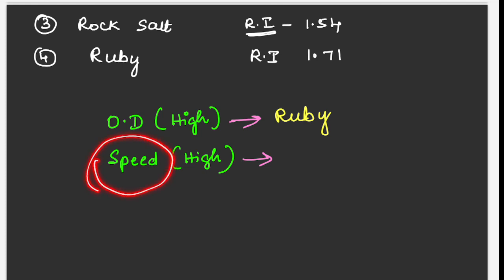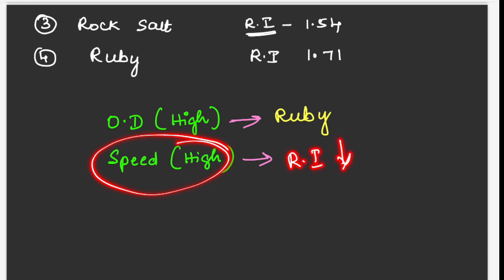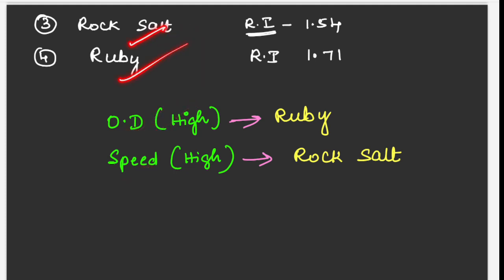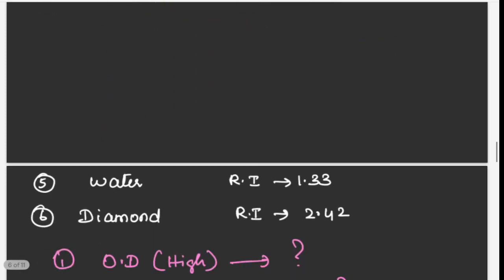The second question is speed. Where will the speed be high? Speed will be high when the refractive index value is less. So where is it less? Here it is less. Therefore in rock salt the speed of light will be high. So this is how we find the speed of light as well as the optical density. Here I have taken two mediums, but you can take 3, 4, or 5 mediums and compare by keeping the refractive index values. You can easily find out which has more optical density and which has less, and in the same way where the speed is high and where the speed is low.